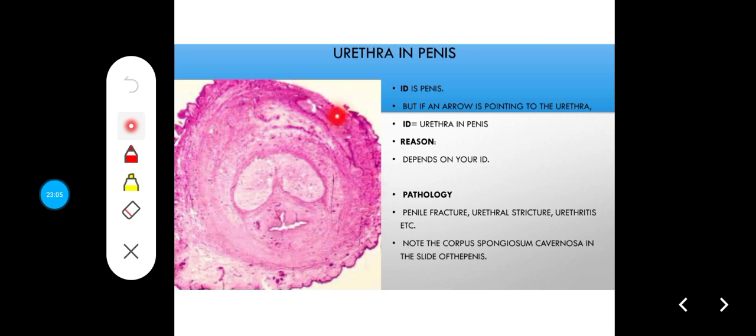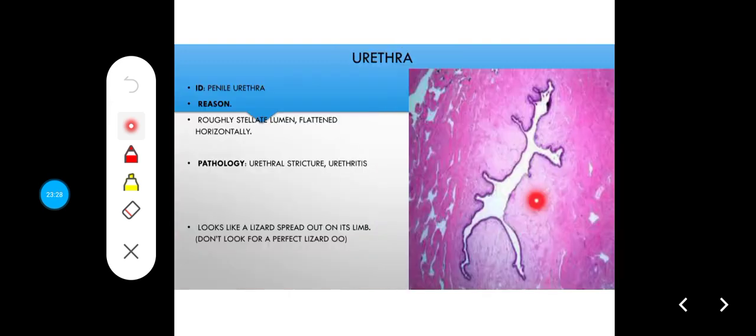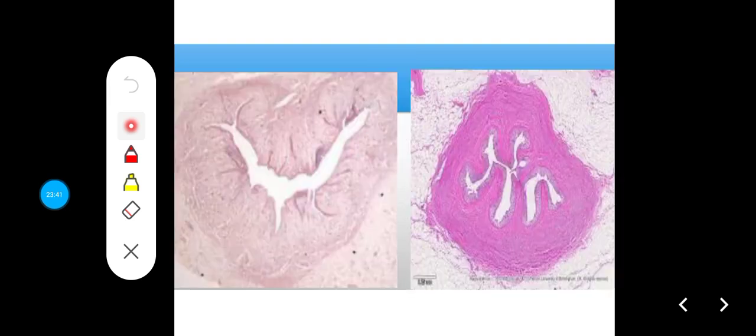So if you are presented with a slide like this, your identification will be the penis, the slide of the penis. But if the urethra is pointed at in the image, your identification will be the urethra in the penis. So you should note this. In this case, you call this one the urethra in the penis or the penile urethra because you can't appreciate the presence of the two corpora cavernosa and the corpus spongiosum.